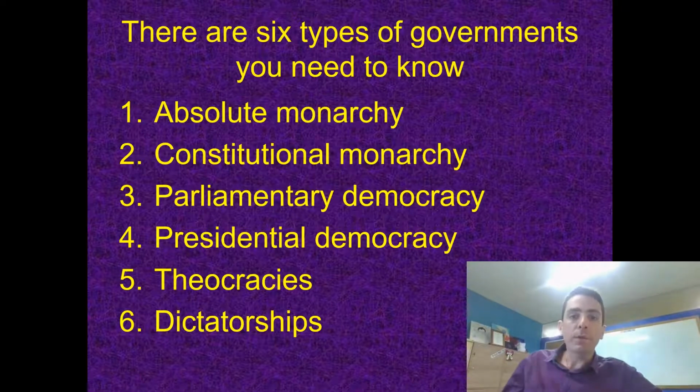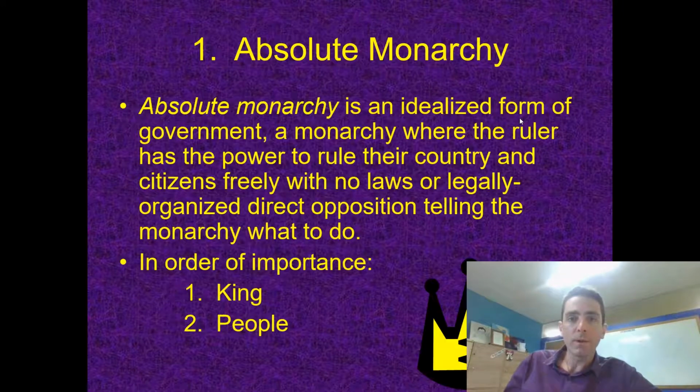There are 6 types of government that you need to know. First one is absolute monarchy. Second, constitutional monarchy. Third, parliamentary democracy. Fourth, presidential democracy. Fifth, theocracies. And sixth, dictatorships. Now, at this point, if you're thinking, I haven't a clue what half of these mean, it doesn't matter, I'm going to explain them. So keep watching. First one is absolute monarchy.